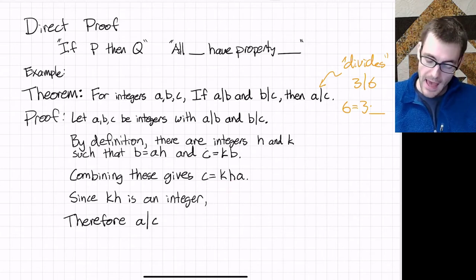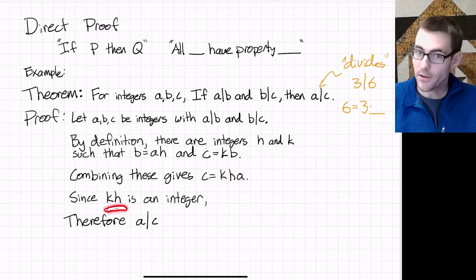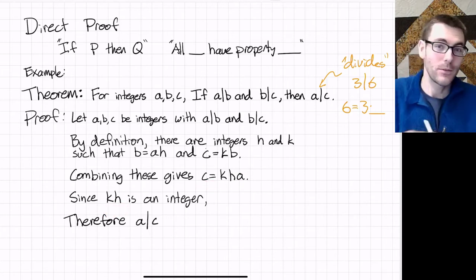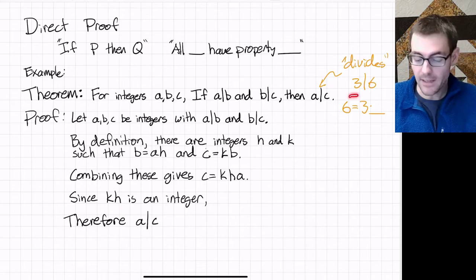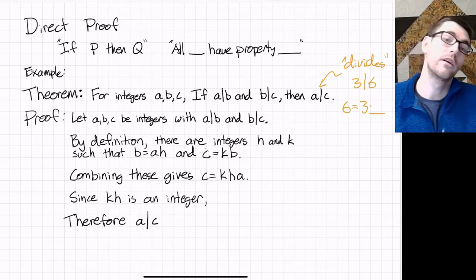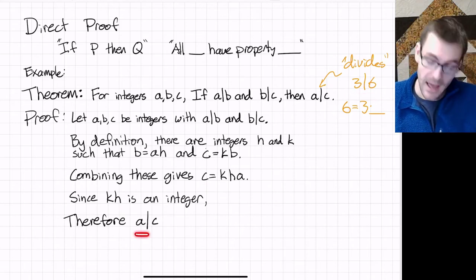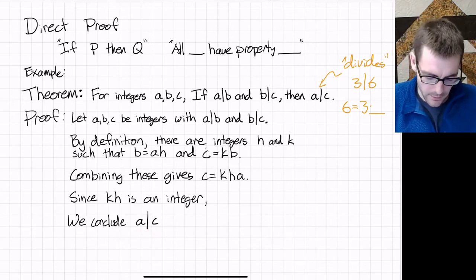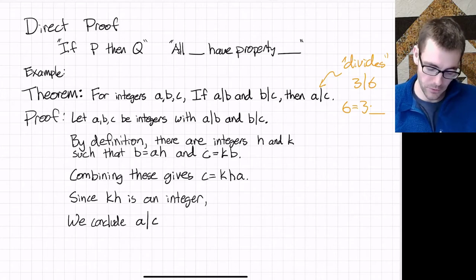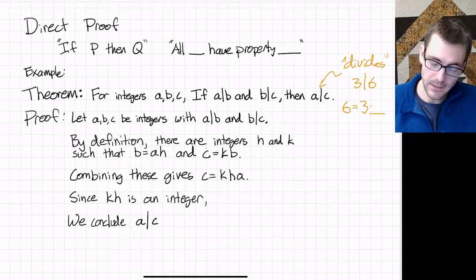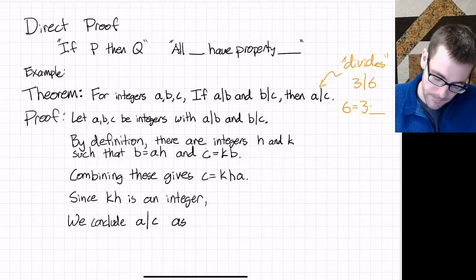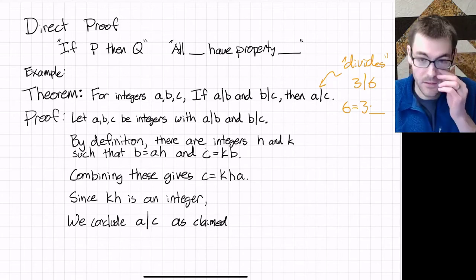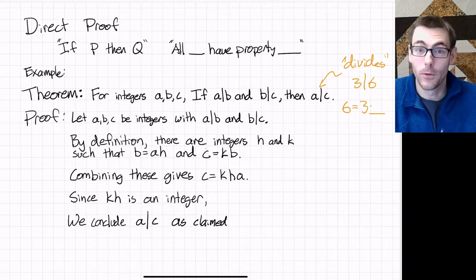In other words, a times some other integer is equal to c, which again, now we're back to the definition of what dividing something means. We can conclude that a divides c. As it turns out, "therefore" was a little awkward there, but we can just change that to, we conclude a divides c as claimed, which is pointing out that, hey, this is the line that we were looking for the whole time.